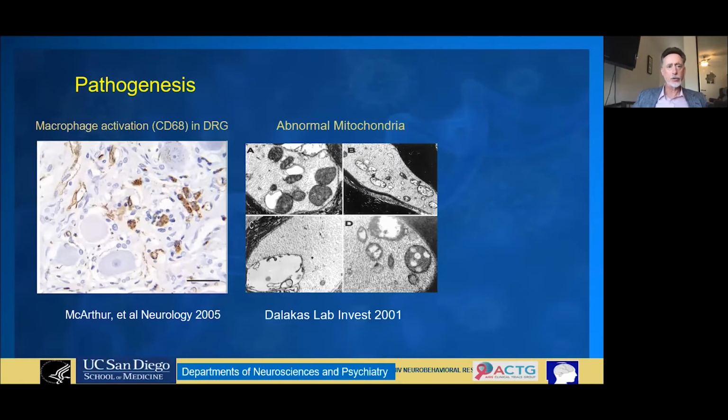The neuropathogenesis involves two major changes. One is infiltration of activated macrophages into the dorsal root ganglia where the sensory neurons live. And the second is abnormal mitochondria and mitochondrial function that we believe to be induced both by HIV proteins such as TAT and also by antiretroviral therapy, and much more likely with the older drugs that are no longer used.